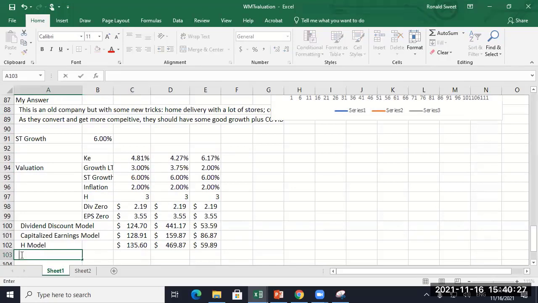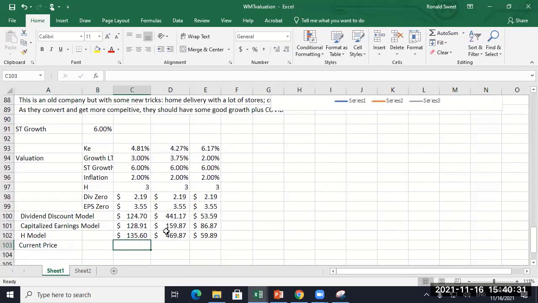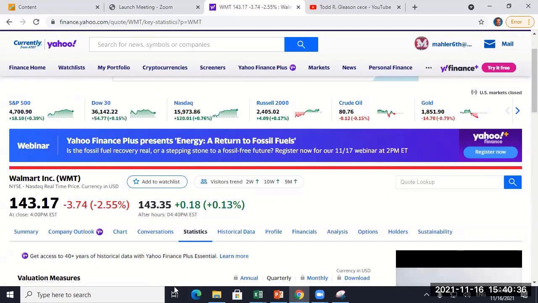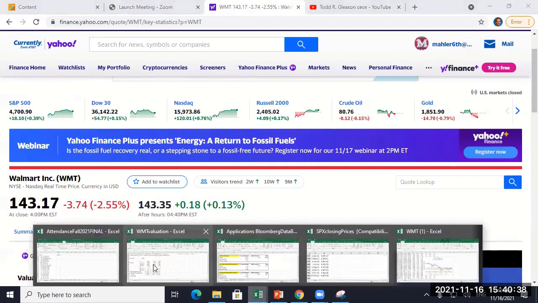What else can you do where you need the current price? Some students forget to do this. Obviously, you need the current price because you're going to try to make a decision. So what is the current price? 143.17.